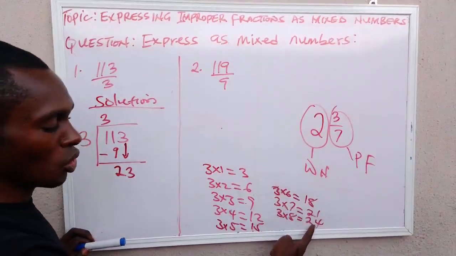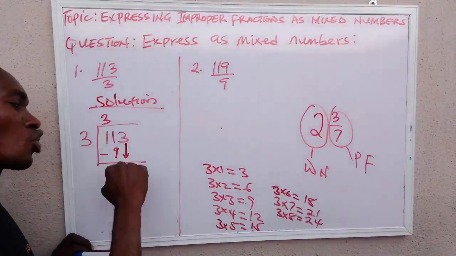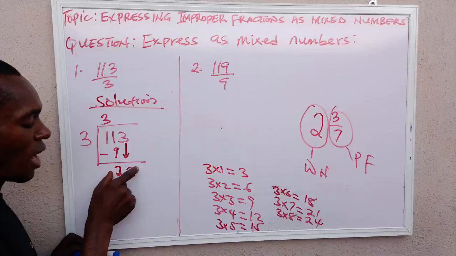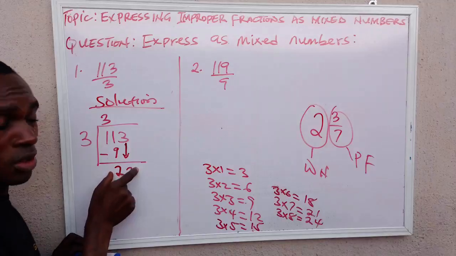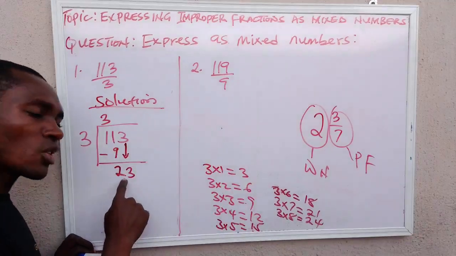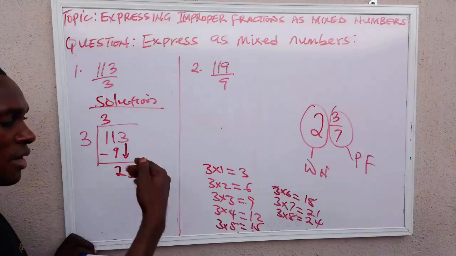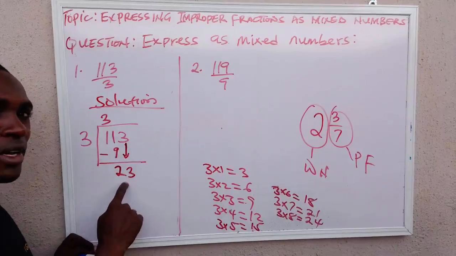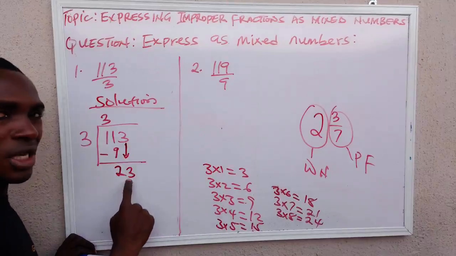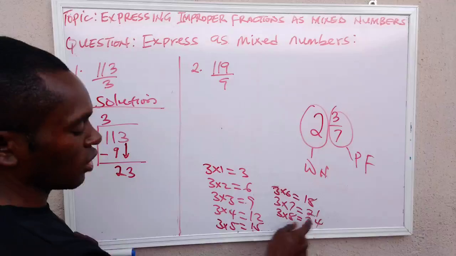So we cannot use 24 because 24 is bigger than 23. You have to get a number that is smaller than what you are considering. I cannot get a number that is bigger than 23, because that will give me a negative answer. So I have to get a number that is closest to 23. How many 3's will I multiply to give me a number very close to 23? It is 7 3's, which will give me 21.